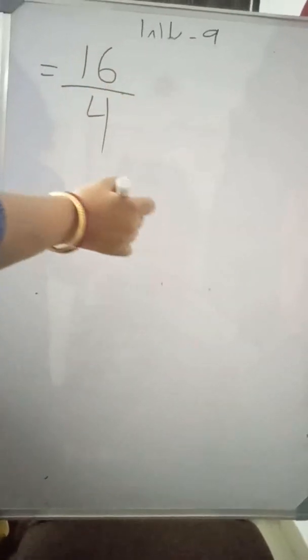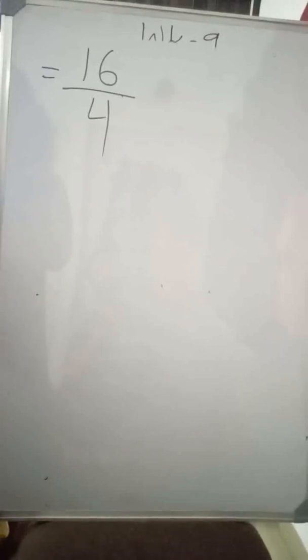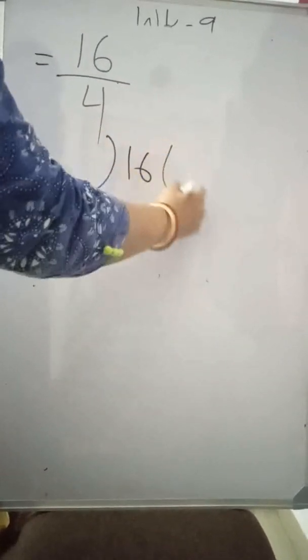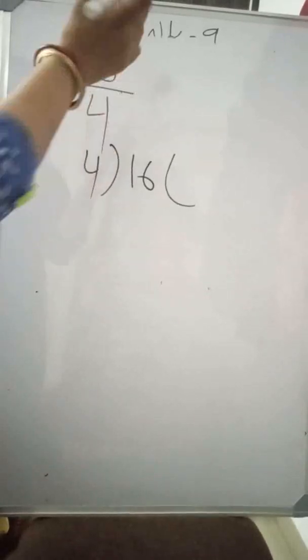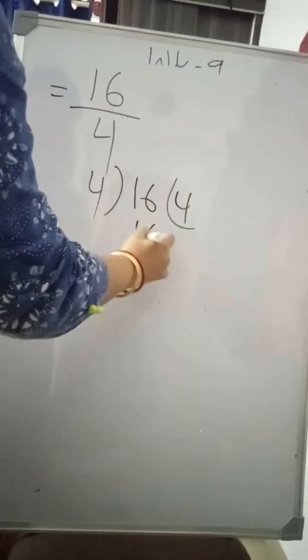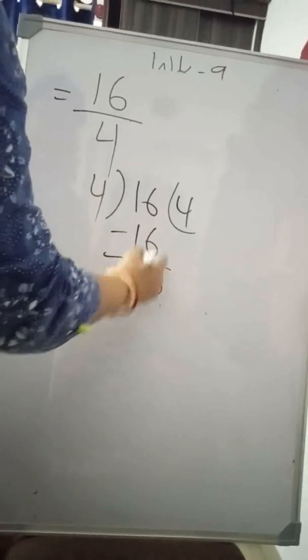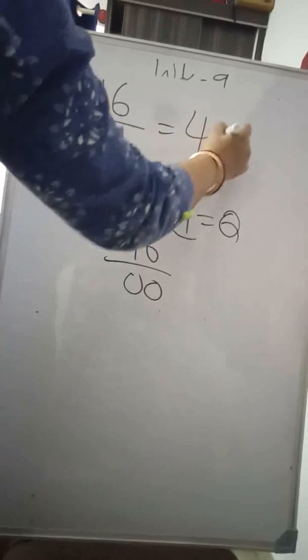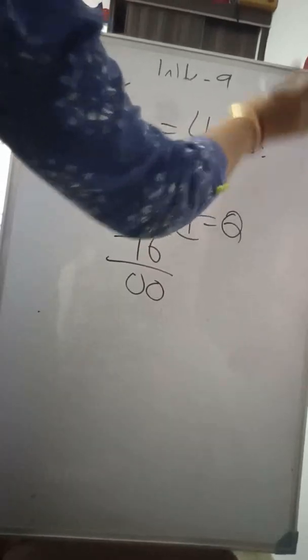So here all of you see that after multiplying with 10, it becomes 16 by 4. Correct? Now here, 16 by 4, divide 16 by 4, right? 16 is a dividend, 4 is a divisor. So 4 fours are 16, minus, 0. So the quotient is 4. So the answer is 4. This is the answer.